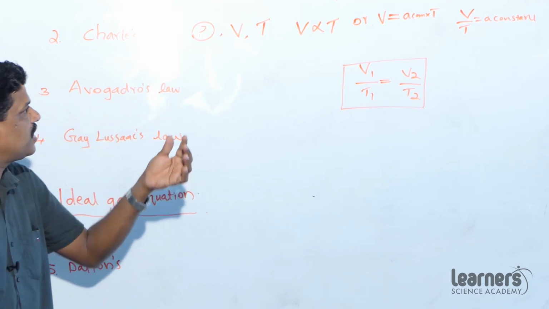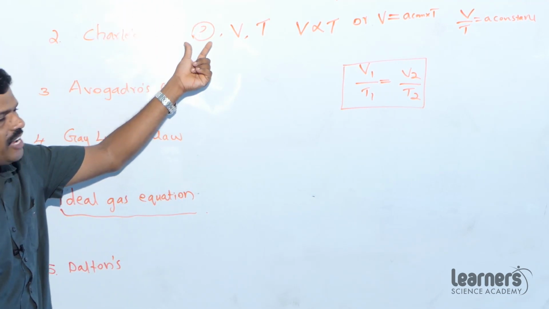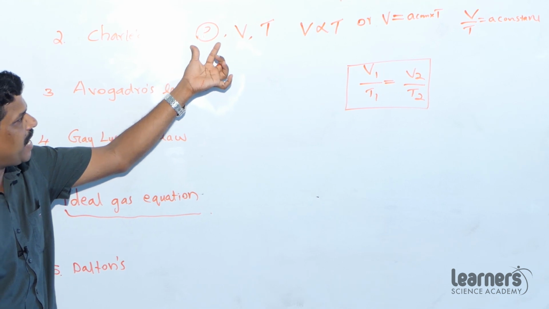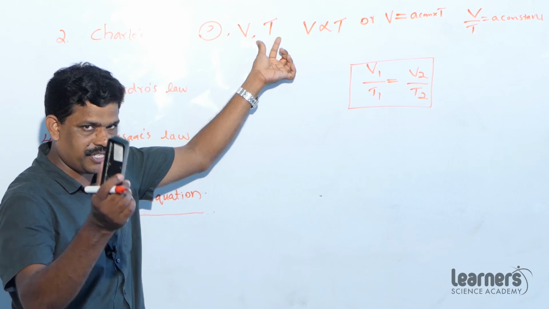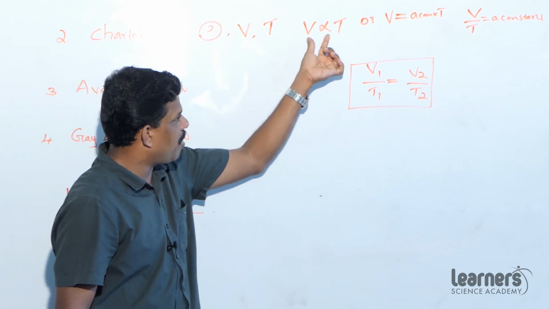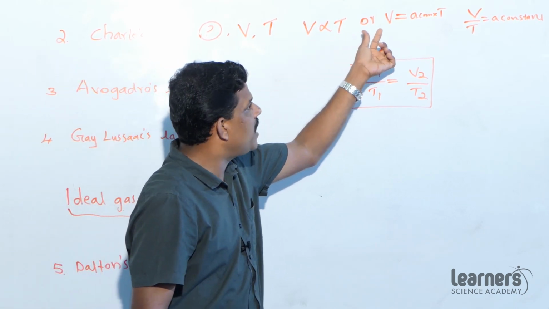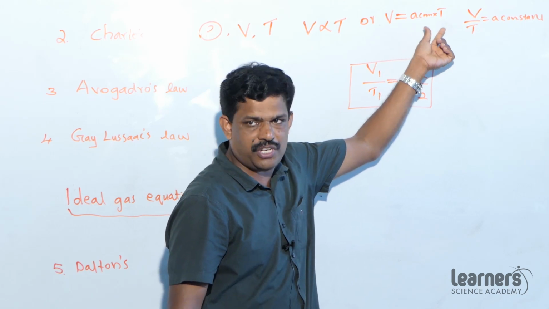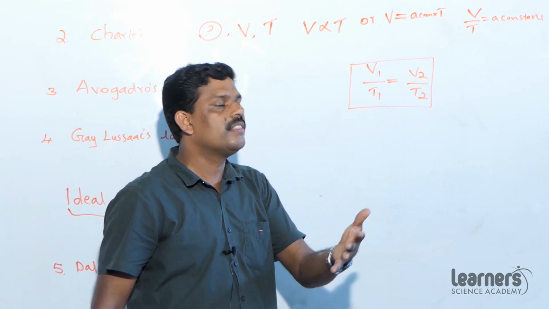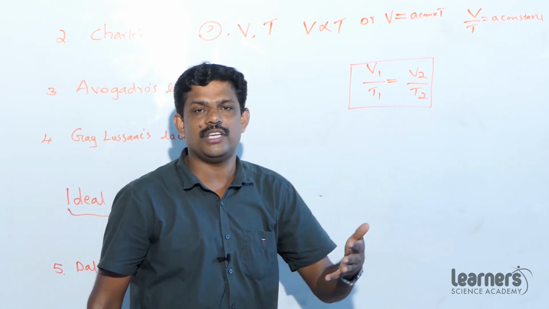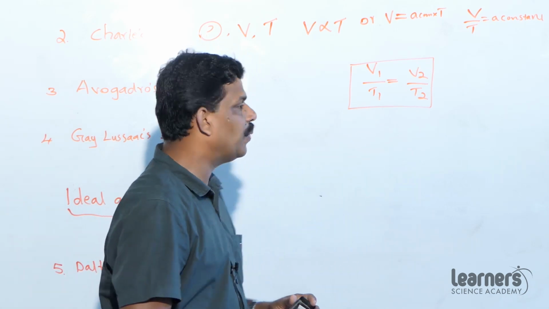So, according to Charles' law, for a given mass of a gas, when pressure remains constant, volume is directly proportional to temperature, that is V proportional to T, or V is equal to a constant into T. Hence, V by T is equal to a constant. Thus, V1 by T1 is equal to V2 by T2.